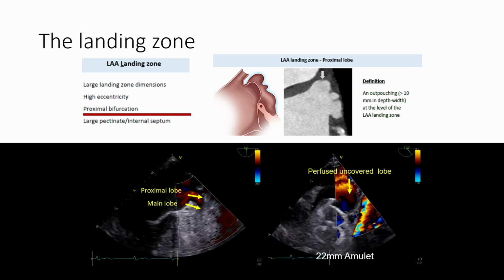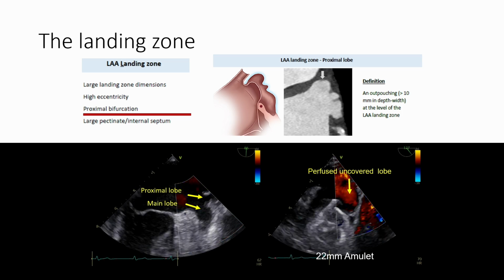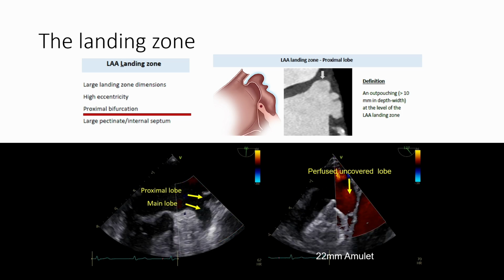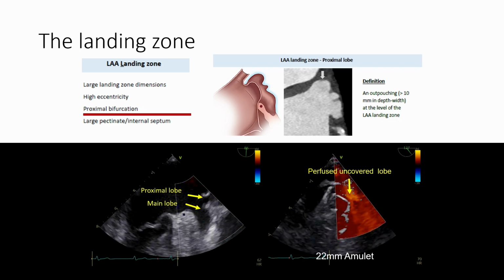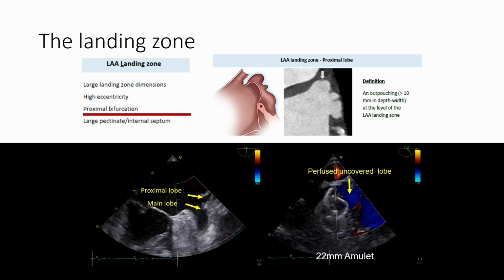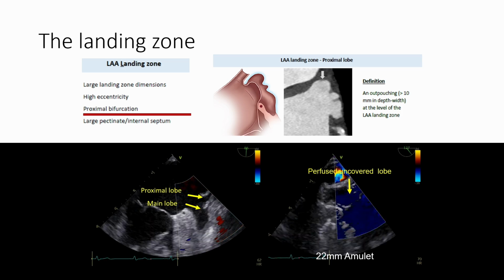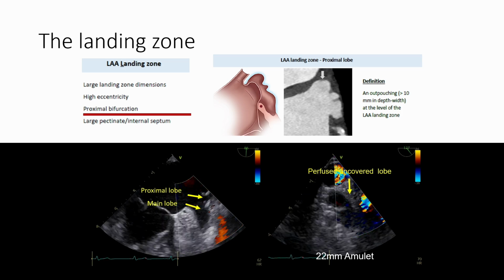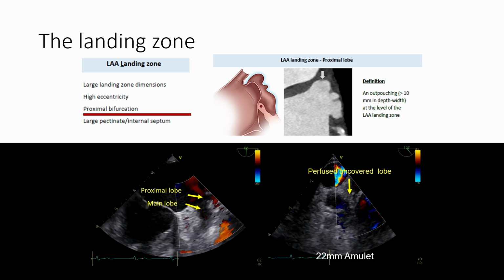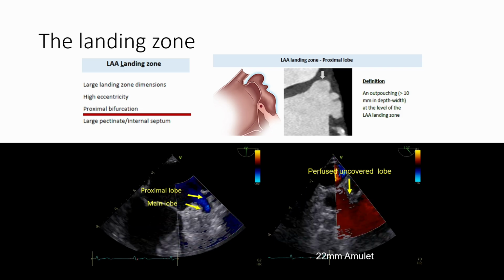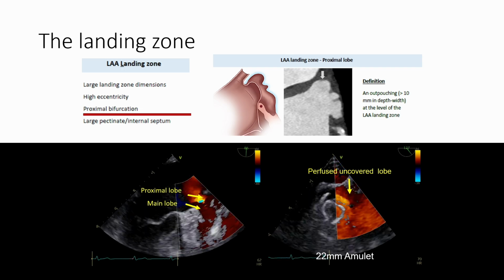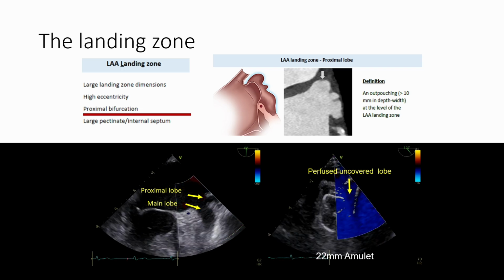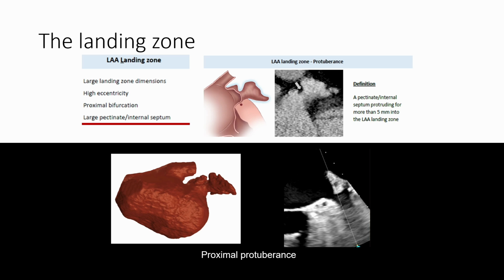So the landing zone here was around 22, and a 22 millimeter Amulet occluder was chosen, a little bit too small for this scenario, maybe. And you see what happened. It was implanted in an oblique way, and it opened up this proximal lobe completely. So this is indeed something which can happen. Maybe not in this group here, but it might happen, and we have to think about what we suggest, because the people outside who have less experience than you might run into problems like that.